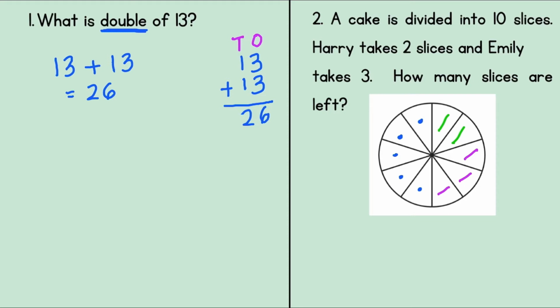But what if you didn't have a picture? What you need to do is add how many slices they took. So Harry took 2 and Emily took 3. So both of them together they took 5 slices. How many slices were in our cake? 10. And how many did they take? 5. To find the leftover, you will subtract. What is 10 minus 5? Easy, 5. So how many slices were left? 5 slices.